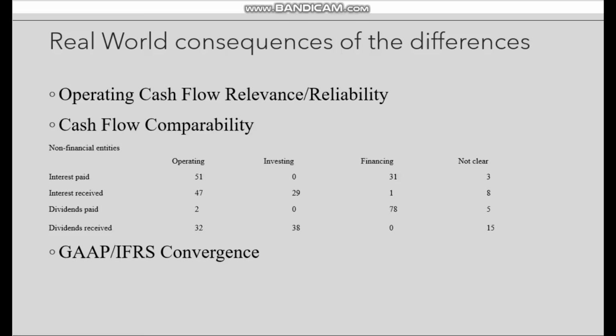So this table that we have here of 85 non-financial entities shows how varied the classification can be when allowed alternative classification types. Outside of dividends paid, there are substantial differences in how companies are reporting interest and dividends in their statement of cash flows. So you can see interest paid, 51 in operating, 31 in financing, interest received, 47 in operating, 29 in investing, dividends received, 32 in operating, 38 in investing. So this variation within non-financial firms is more work for preparers and users to understand the financial information they're being presented with. Again, how financial statements from different organizations can be compared to each other is problematic with the IFRS flexibility.